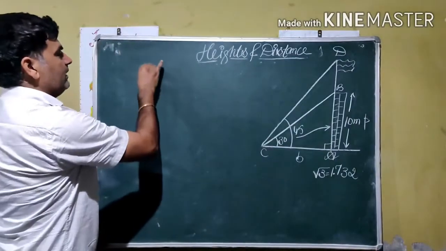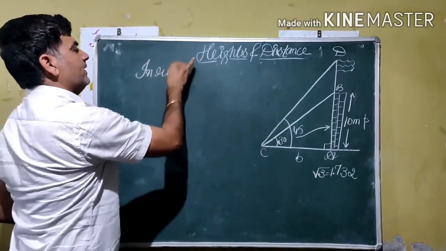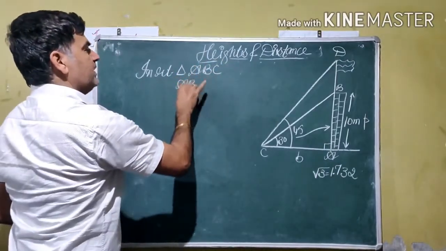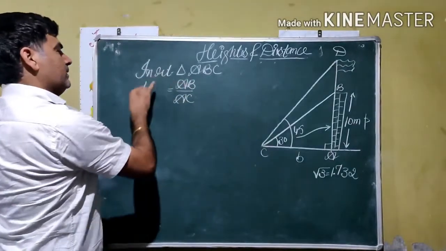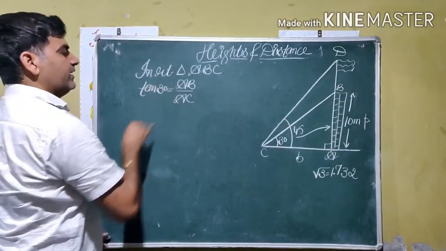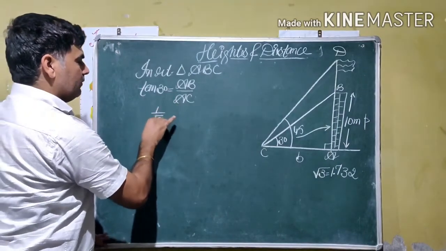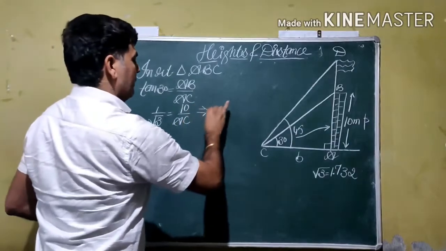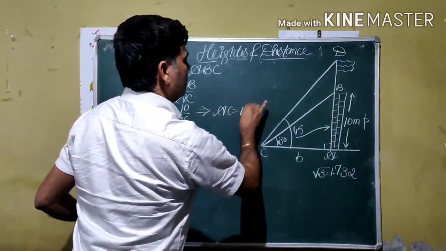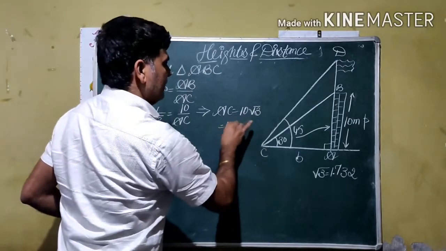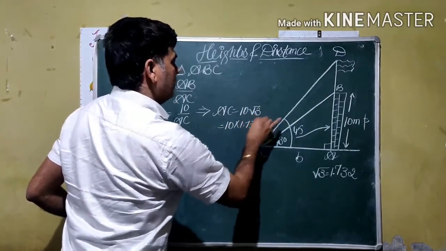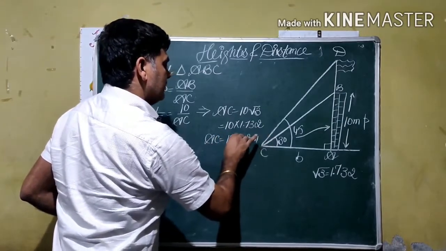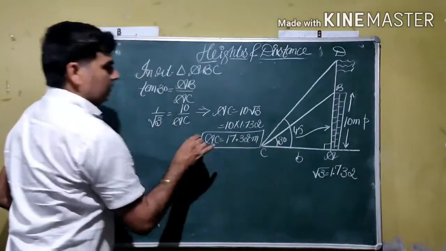So in right triangle ABC, AB by AC, means P by B, is tangent of theta. Here theta is 30, and tangent 30 is 1 by square root 3 from the table. AB is given as 10, AC is unknown. So by cross multiplying we get AC is equal to 10 square root 3. So we can say 10 multiplied by 1.732. It becomes the value of AC as 17.32 meter. This is the distance of the observer from the bottom of the building.